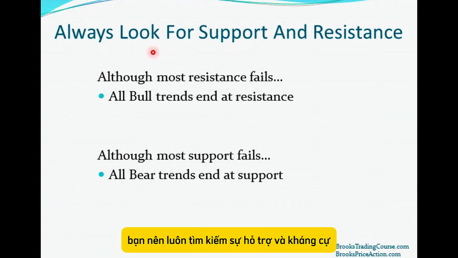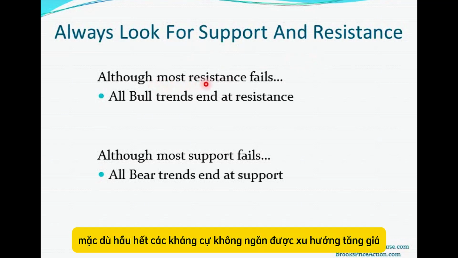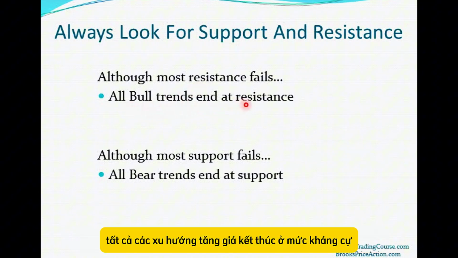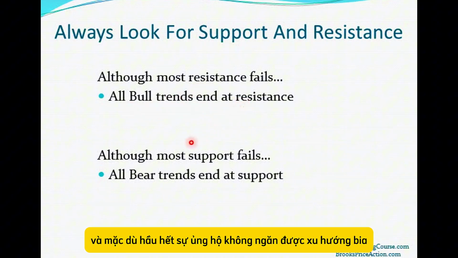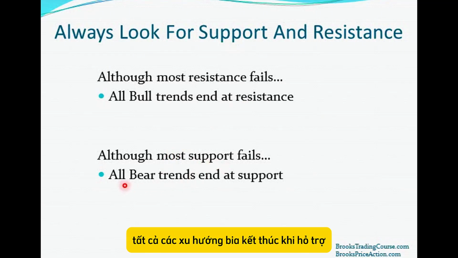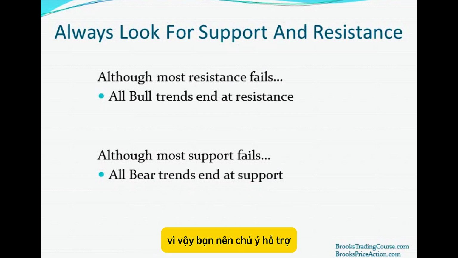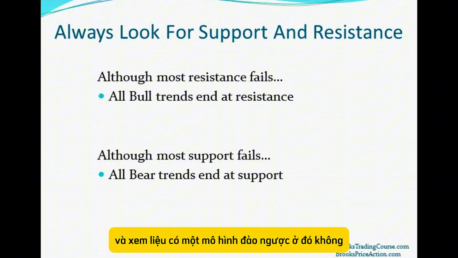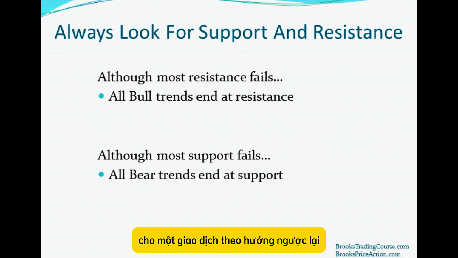You should always be looking for support and resistance. Although most resistance fails to stop a bull trend, all bull trends end at resistance. And although most support fails to stop a bear trend, all bear trends end at support. So you should be paying attention to support and resistance and watching how the market behaves and seeing if there is a reversal pattern there, if the context is good and the signal bar is good for a trade in the opposite direction.